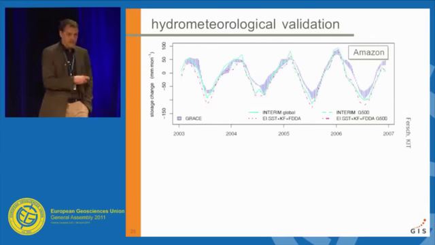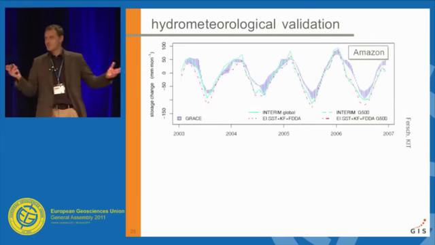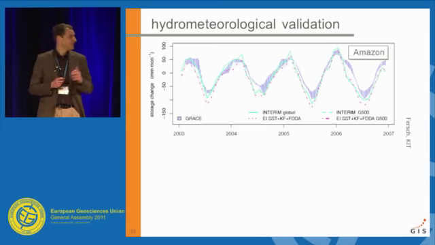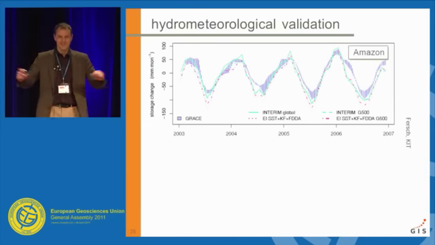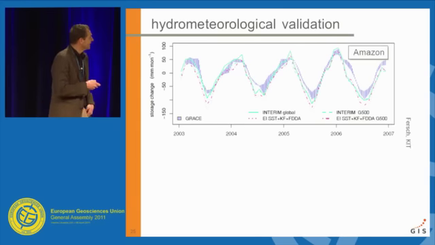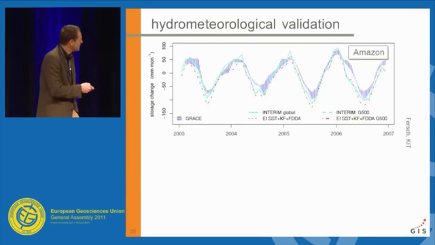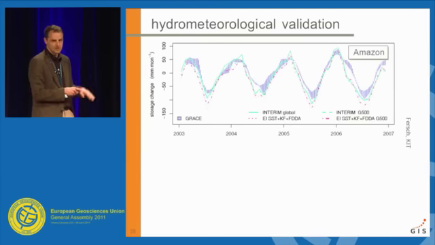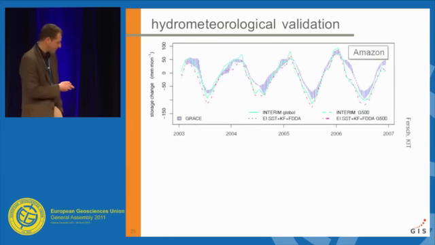Now, sometimes that works great. People who give GRACE presentations always like to use Amazon as an example because it's a huge signal, it's a huge area, so you get nice results usually. So here, the blue vertical stripes, that's sort of bandwidth that you could get from different types of GRACE solutions, because there are several different types of solutions. But you see that in this case, it's a hydrometeorological validation. You see that there's a really, really good match.